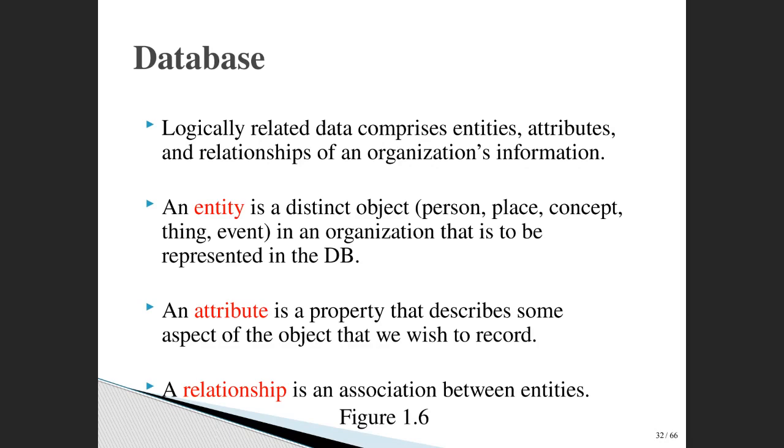Okay, what are the main elements? The main elements of the database system are three. Okay, three main elements. So as we say, the database is a collection of logically related data. What is the meaning of logically related data? Logically related data means that we have a number of entities, and the entities will contain a number of attributes, and there will be relationships between entities. So that's the meaning of logically related data.